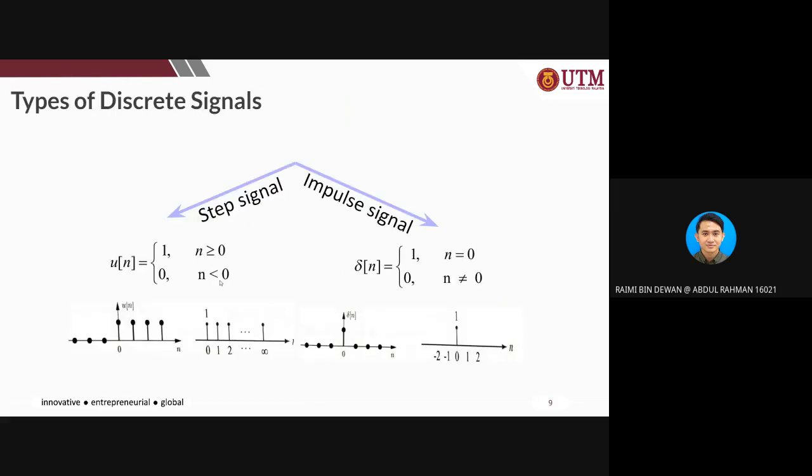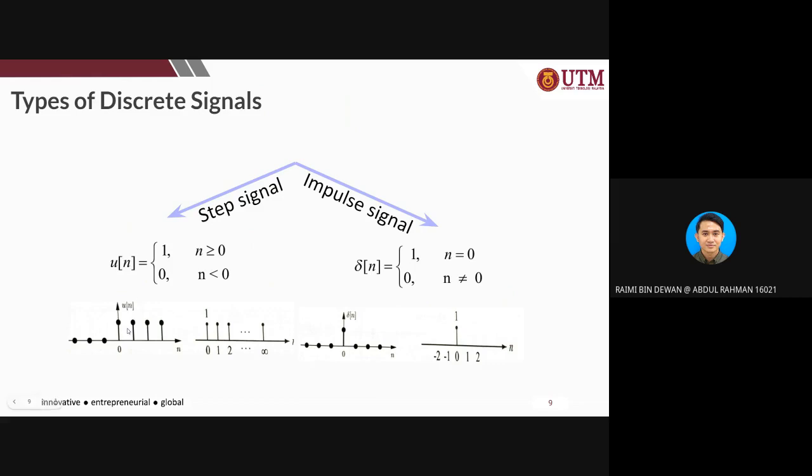For your exercise. Now we go to the types of discrete signal. We can have two types, which are the step signals and impulse signals. For the step signal, before in analog continuous, it is u(t). Now for discrete signal, it is u(n), with 1 and zeros.